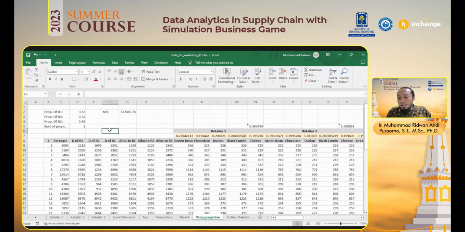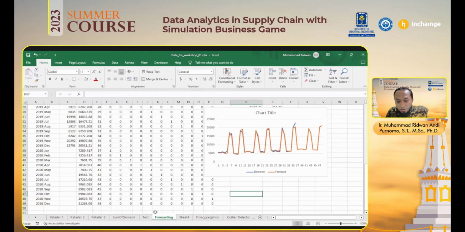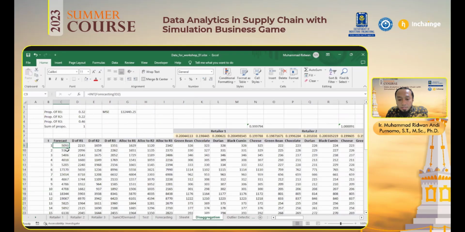We need to prepare our data like this. This is the forecast. Because we are talking about products, I use the integer formula to convert the forecasting result to an integer. You can see here I refer to the forecasting result from this sheet, and in disaggregation, this one is the forecast. After that, this is demand of R1, the demand from retailer 1, and this is demand of R2, demand of R3, and the allocation to R1.